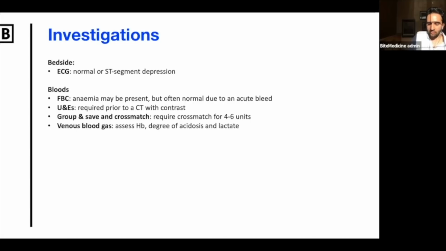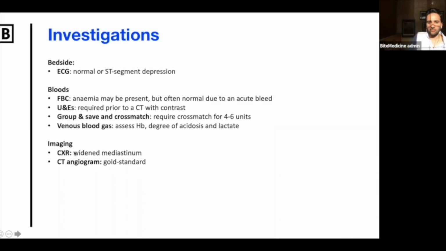Difference between group and save and cross-match: group and save is you're checking the patient's blood type to ensure that the blood bank is aware of what type of blood the patient will need if it is needed. Cross-match is saying, this patient needs X number of units of blood, and it gets it on standby for when the patient needs it. Venous blood gas, you're going to check the hemoglobin, degree of acidosis, and lactate. It's a very quick test. You pop it in the machine and you should get some quick findings.